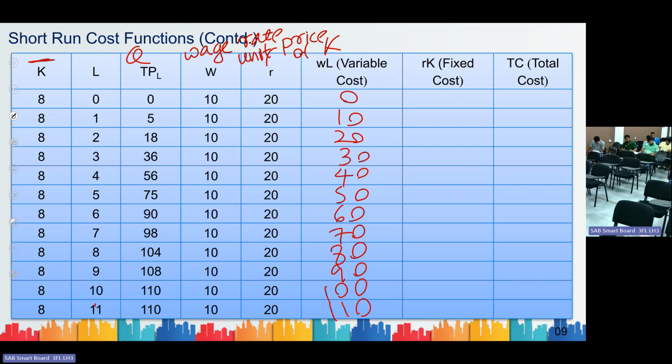You see, variable costs depend on the level of output. Variable cost varies depending on the level of output. That is why it's called variable cost. That was our definition. Variable cost means the cost that varies with the level of output. When output increases, you observe variable cost is also increasing.